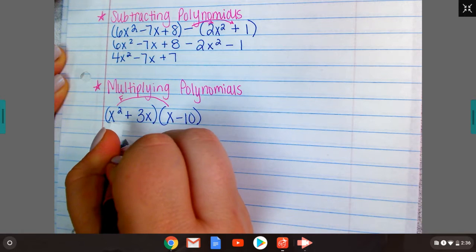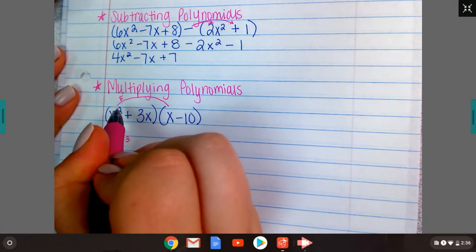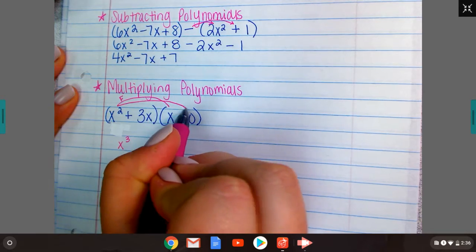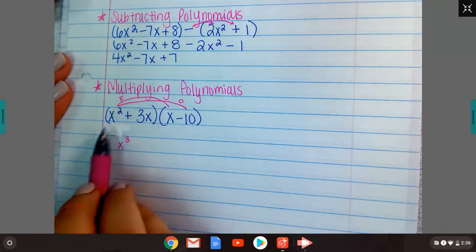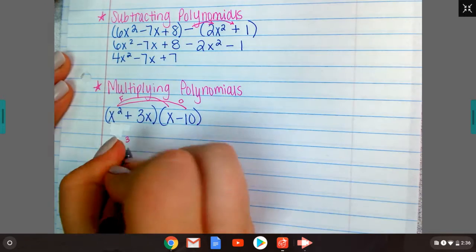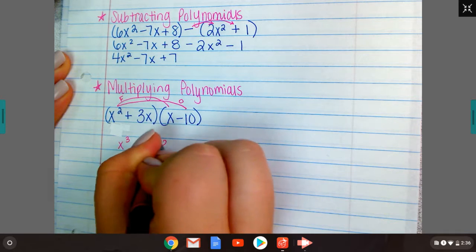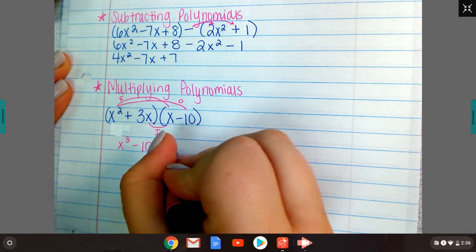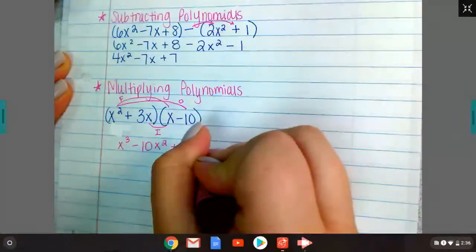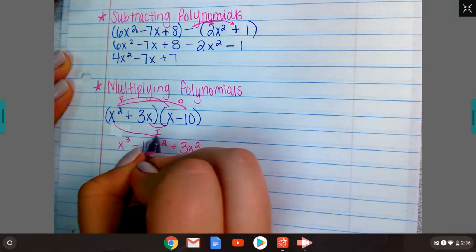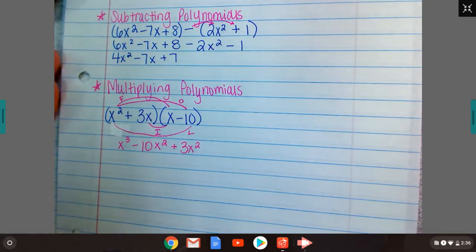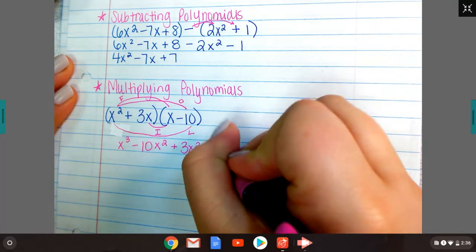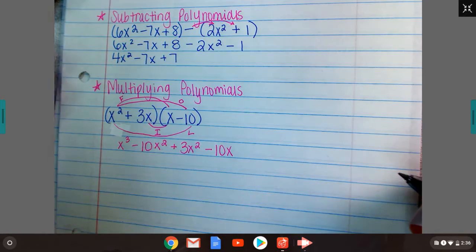Put it down here. x cubed. FOIL is outsides, so x squared times negative 10 is negative 10x squared. I is inside, so 3x times x is plus 3x squared. And L is last, so x squared times negative 10, negative 10x squared.